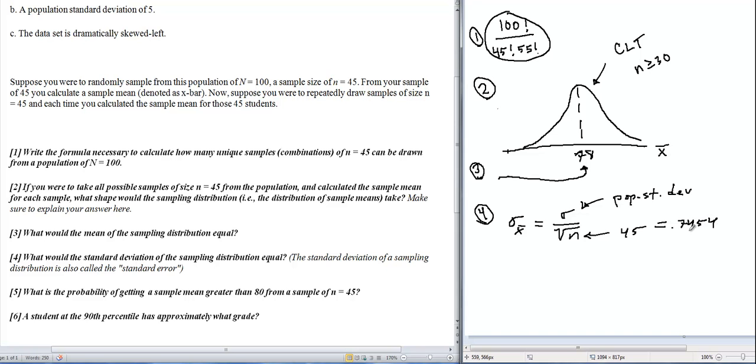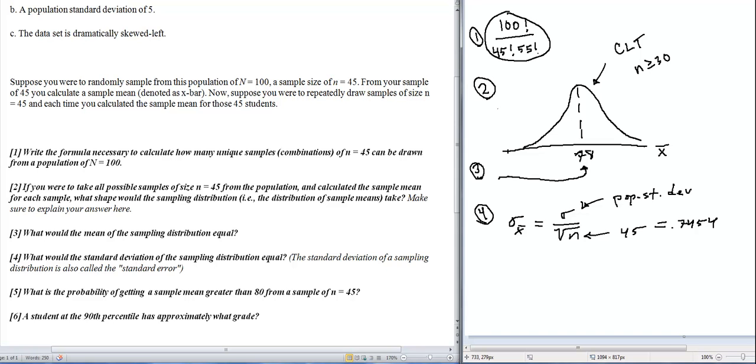So notice, a standard deviation is an average deviation from a mean. In the population, we have a mean of 78, and on average, grades deviated from that mean by 5 percentage points. But here, since I'm taking samples of 45 and calculating sample means, my variation around that mean is going to be a lot less. In fact, it's 0.7454, in comparison to 5. And so a sampling distribution is going to have strictly smaller variance than its parent population.